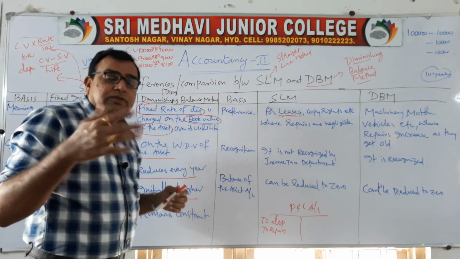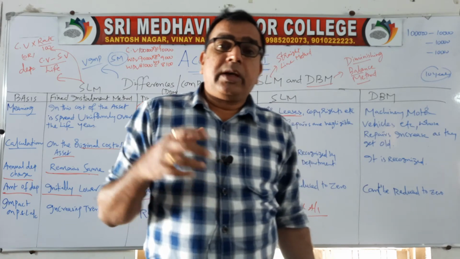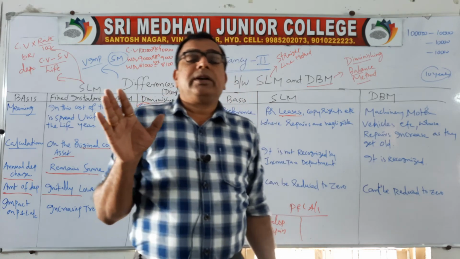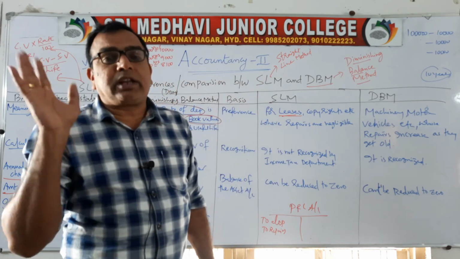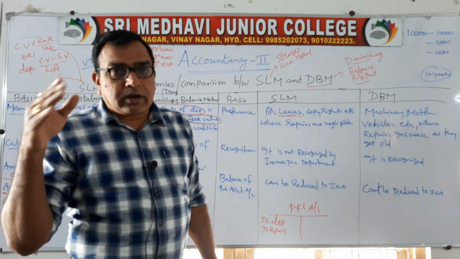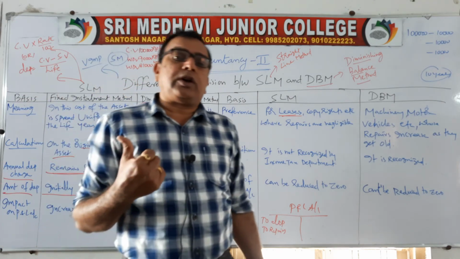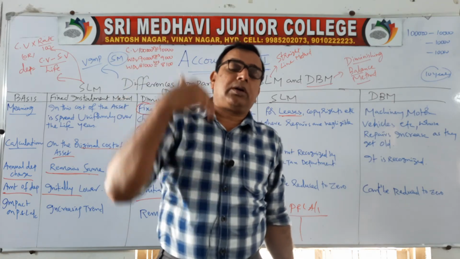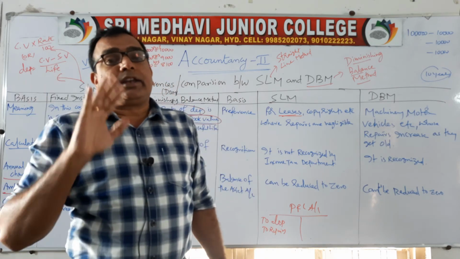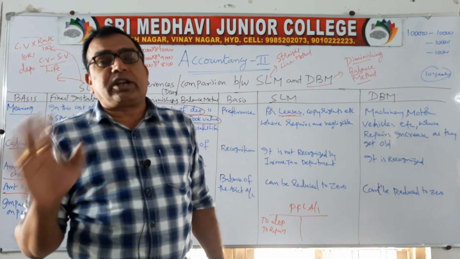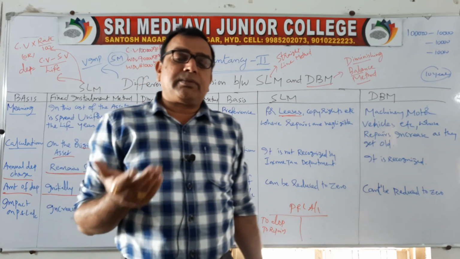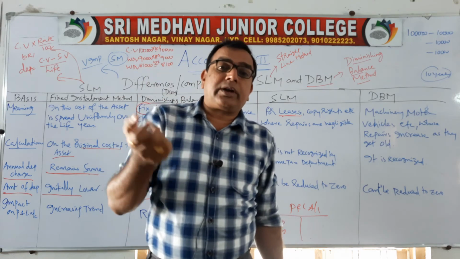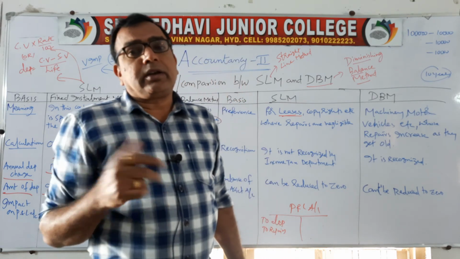Then recognition means whether it is recognized by the law or not, whether the approval authorities recognize it or not. Remember, the straight line method is not accepted by the income tax department. For internal management, you may follow the straight line method for your own purpose. But when you submit your reports to the government authorities for tax assessment, the income tax department does not recognize the straight line method. You have to apply the diminishing balance method and various other methods, and the rates also will be different. That you will learn in income tax in graduation.